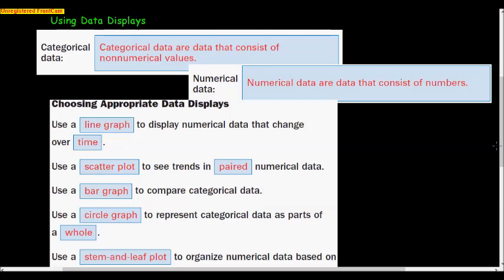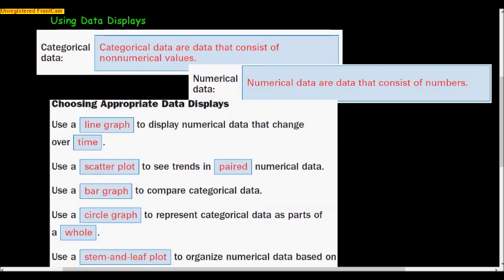Alright guys, this is on using data displays. Basically this whole section is just about different ways to display different types of data. And you can see you've got two vocabulary words I'd like you to copy in there. Categorical data and numerical data.